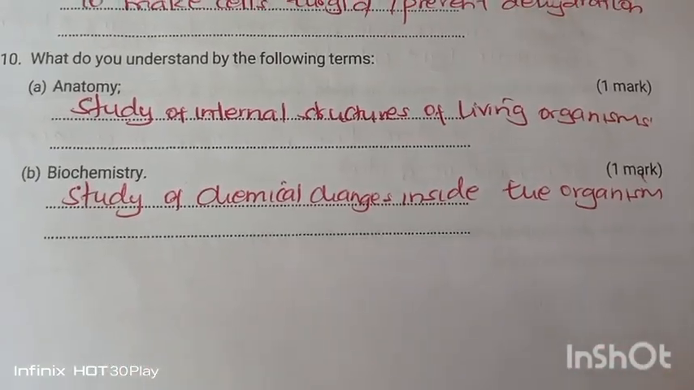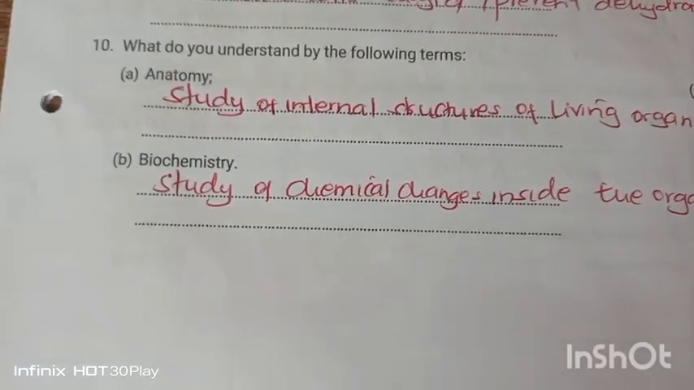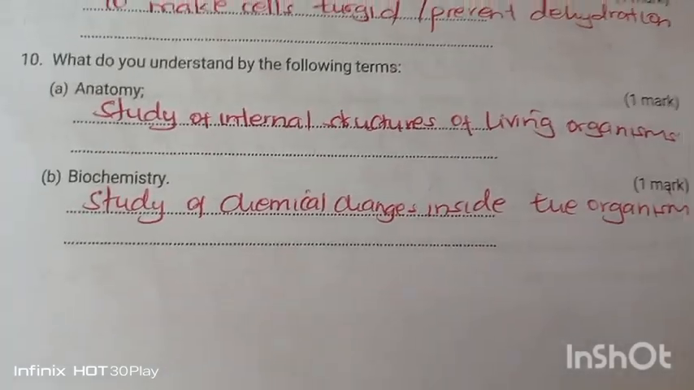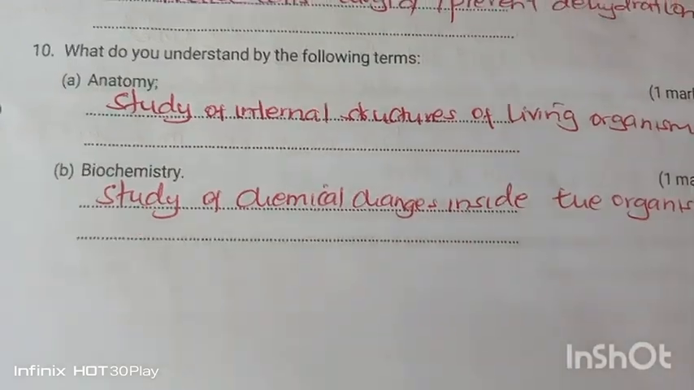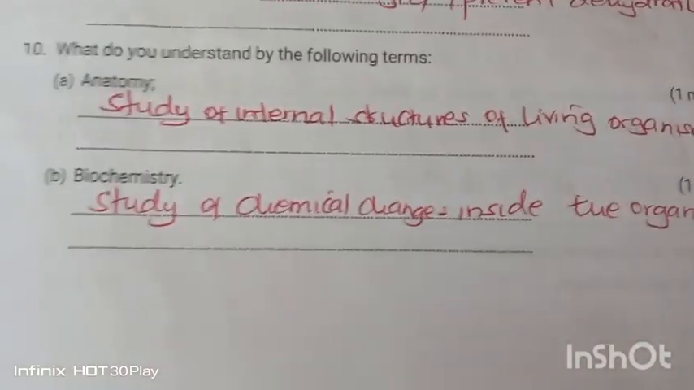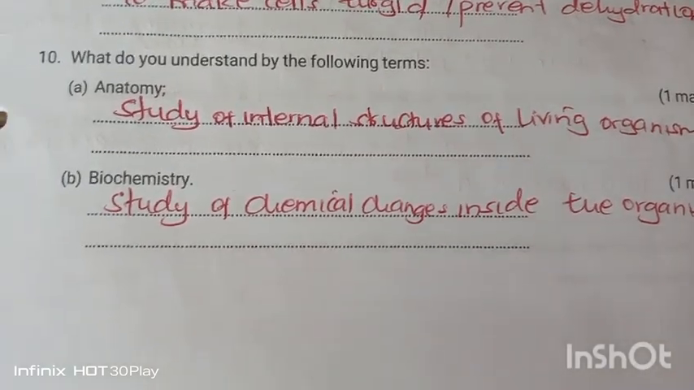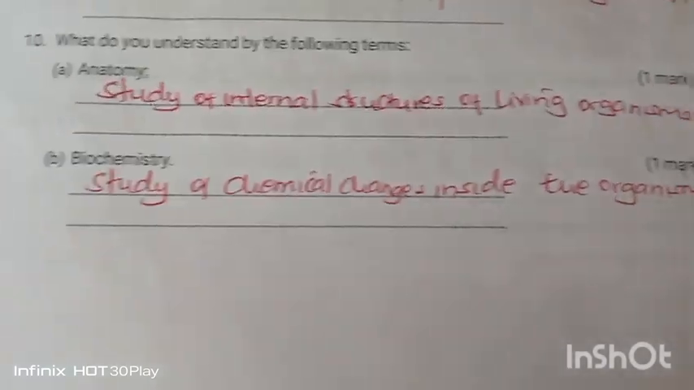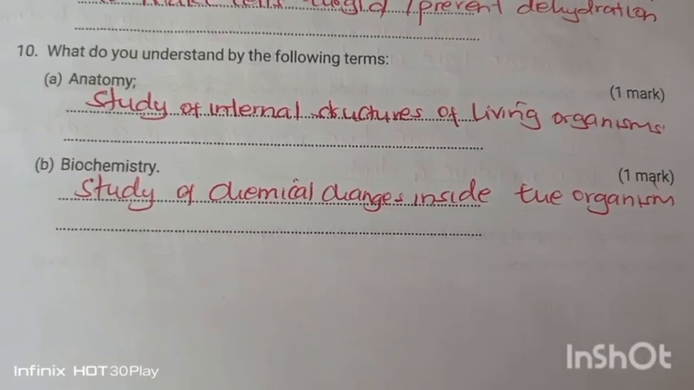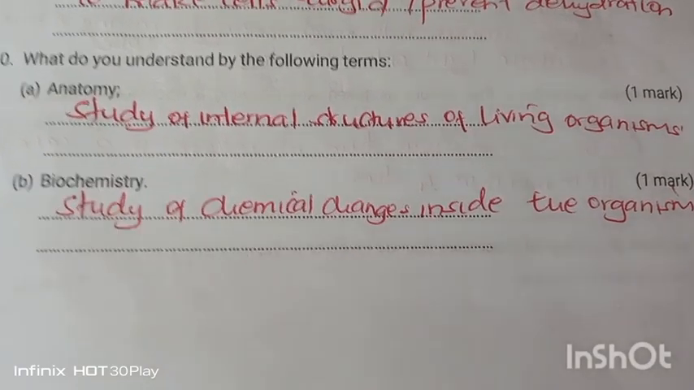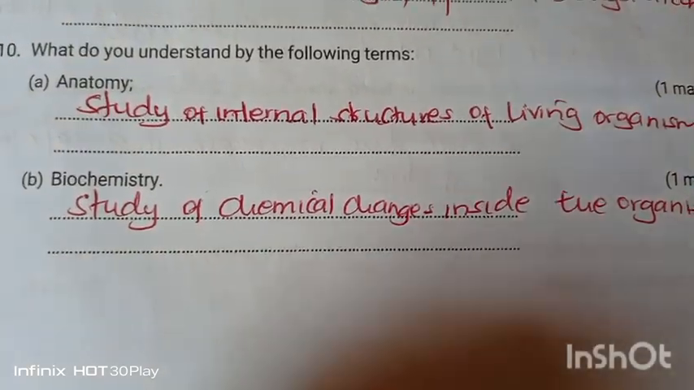What do you understand by the following terms? Anatomy. It is the study of internal structures of living organisms. That is anatomy, the study of internal structures of living organisms. Biochemistry is the study of chemical changes inside the organism.